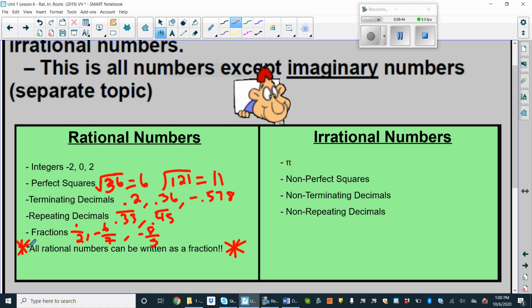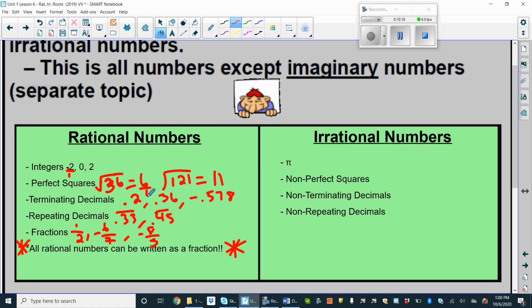And all rational numbers can be written as a fraction, because if we look here, negative 2, if you want to make it into a fraction, always has 1 in the denominator. Same thing with the square root of 36 equals 6. 6 is over 1, which is a fraction. Terminating decimals, if you were to type them into your calculator, you would figure out what their fraction is. Okay, and even repeating decimals, 0.3 with a line over it is really 1/3. So all rational numbers can be written as a fraction.